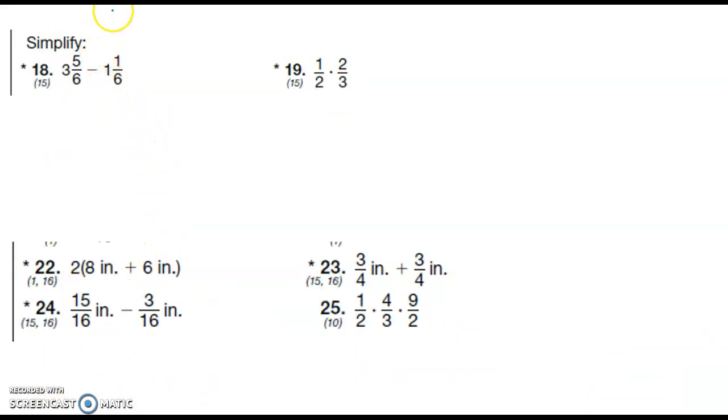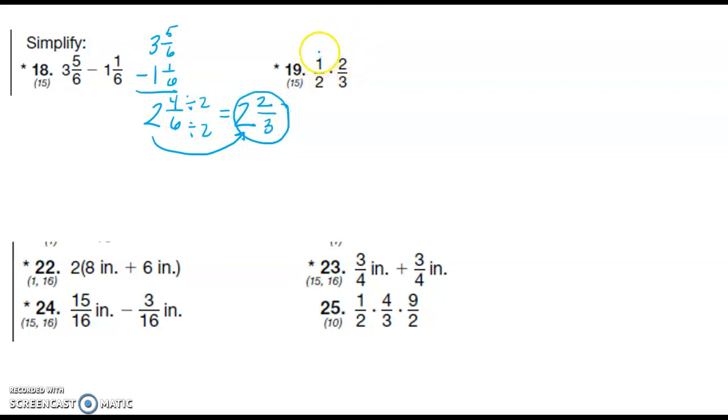All right, let's see here. So we have 3 and 5/6 minus 1 and 1/6. So 5 minus 1, because we do the fractions first, is 4/6. 3 minus 1 is 2. Now I'm going to reduce this fraction, but we don't want to lose our 2. Okay? So I'm going to divide the top and bottom by 2. And here's the whole number. 4 divided by 2 is 2. 6 divided by 2 is 3.